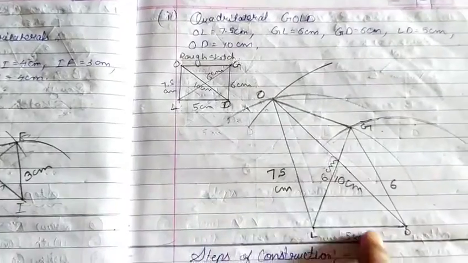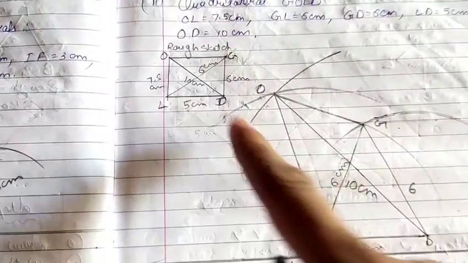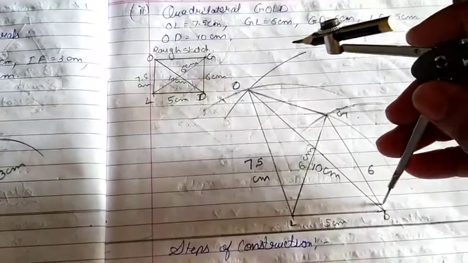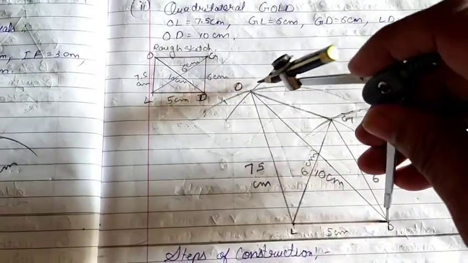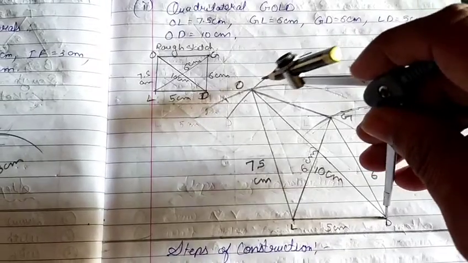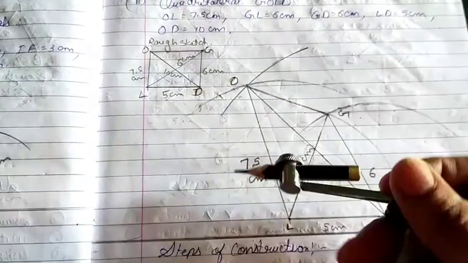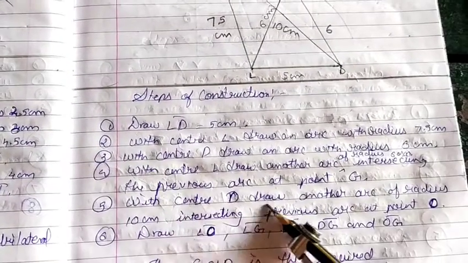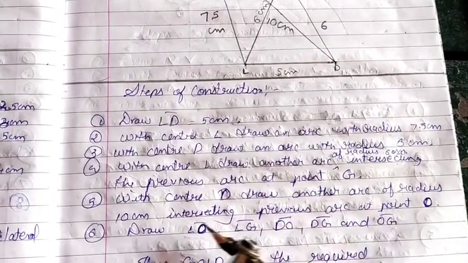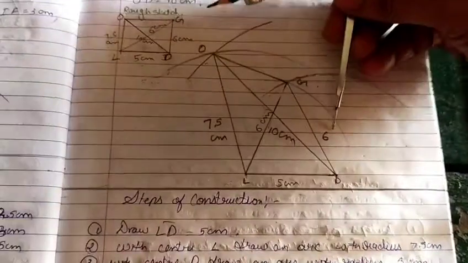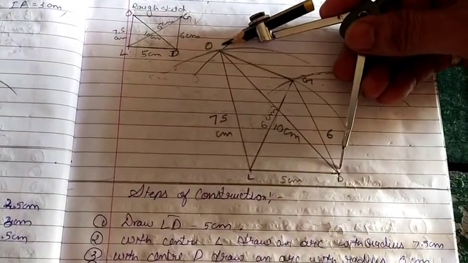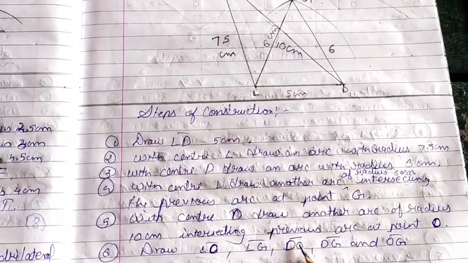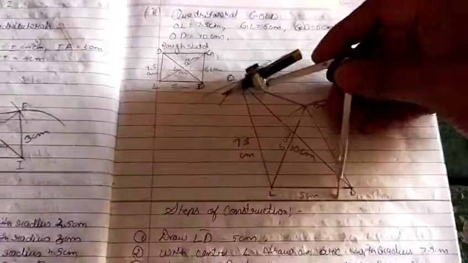Now, because the length of OD is given as 10 centimeter, you have to place it on D. After taking 10 centimeter, try to construct this arc. It will intersect the previous arc at point O. So write down over here: with center D, draw another arc of radius 10 centimeter. We had taken radius of 10 centimeter with this compass, and intersecting the previous arc at point O.